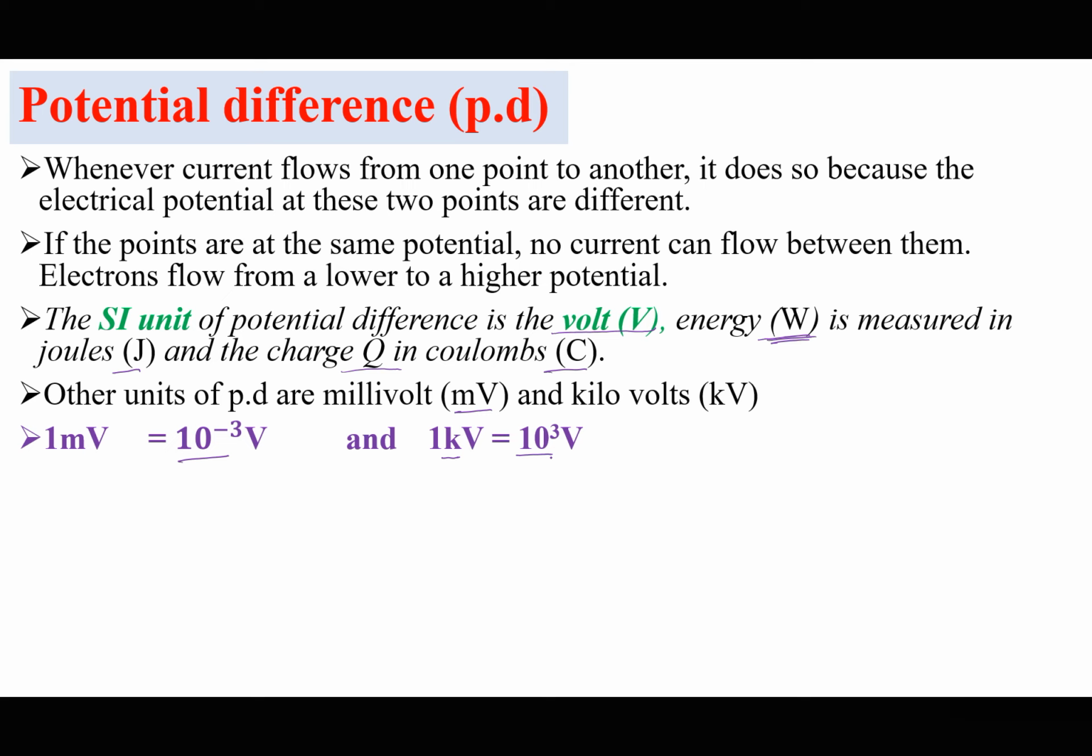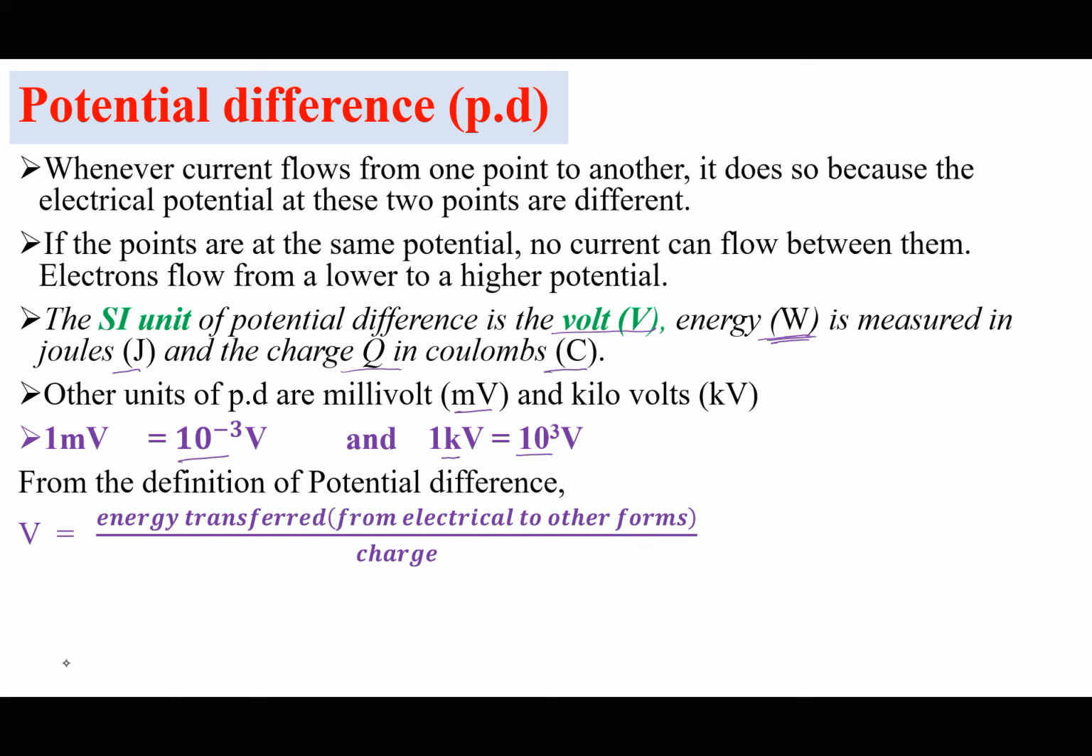That is potential difference. So from the definition of potential difference as energy transferred, that is from electrical to other forms such as heat, light, sound, etc., it is also the work done to move a coulomb of charge from one point to another. Work done or energy transferred is W. We shall use W for energy transferred and Q for charge. And from this, we shall be able to define the unit, the volt.